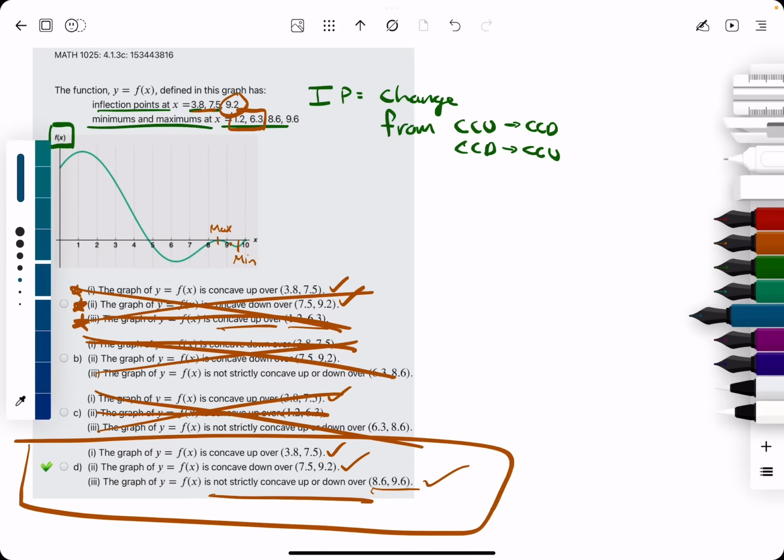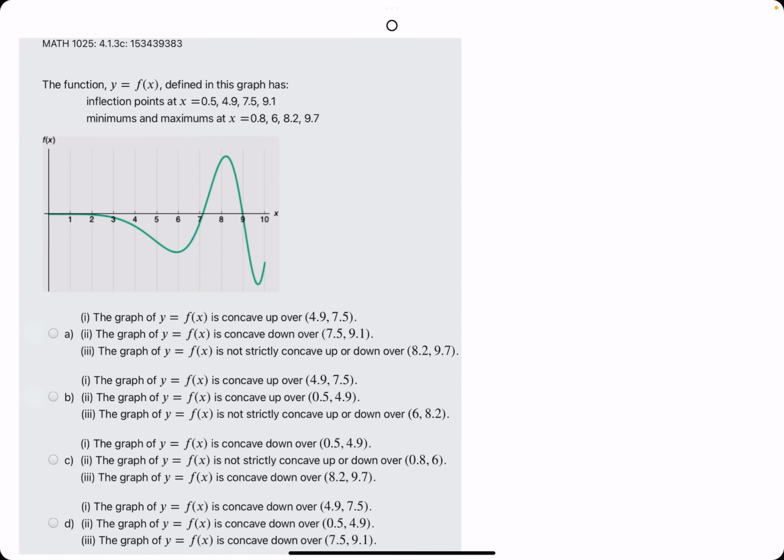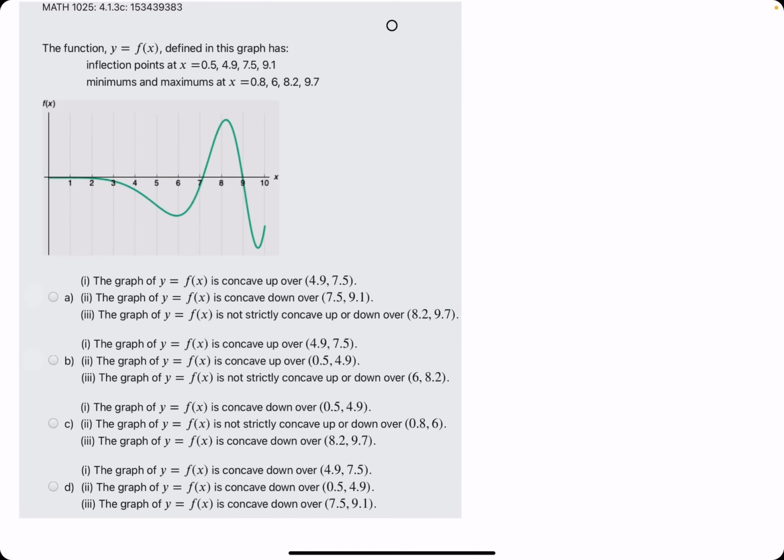Let's go and do one more example as fast as we can. Starting with A. Concave up 4.9 to 7.5. That is concave up. The graph is concave down 7.5 to 9.1. Again, pretty clearly concave down. Looks good.